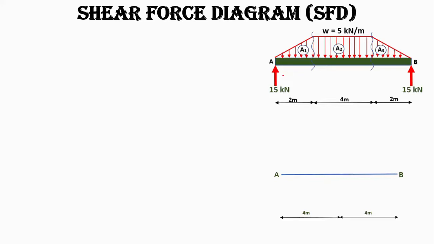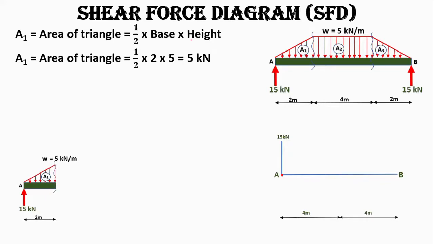For the drawing of shear force diagram, divide this beam into three portions. The first portion is the A1 triangle, the second is the A2 rectangle, and the third is also a triangle A3. So here you can see 15 kilonewton is acting in upward direction at A. So draw a line of 15 kilonewton in upward direction. Now calculate the total area for this triangle A1, which will be half base into height. So this area is 5 kilonewton.